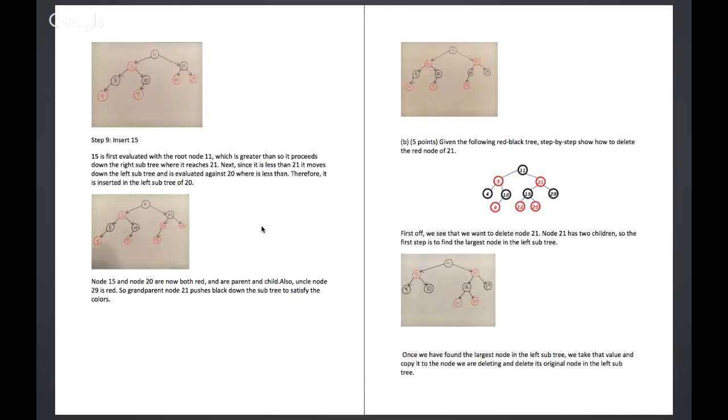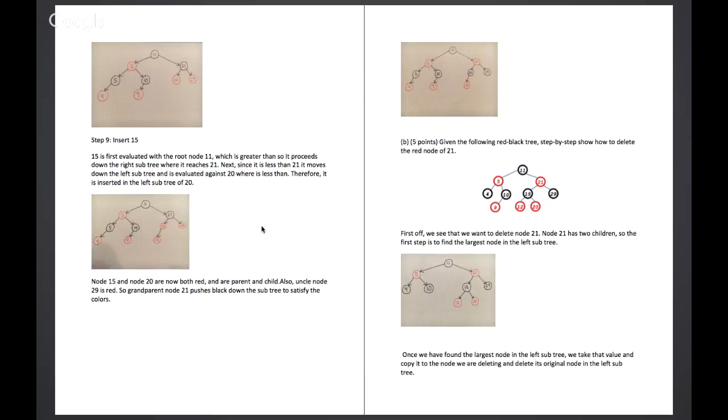So step 9, insert 15. 15 is first evaluated with the root node 11, which is greater than the root node, so it proceeds down the right subtree, where it first hits the black node of 21, which we know that it is less than, so it moves down the left subtree of 21 to the red 20. It is then checked with the red 20, which it is less than. Therefore, it can be inserted in the left subtree of 20.